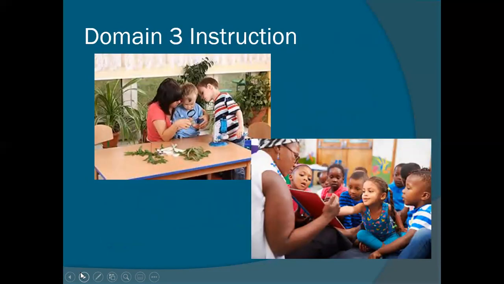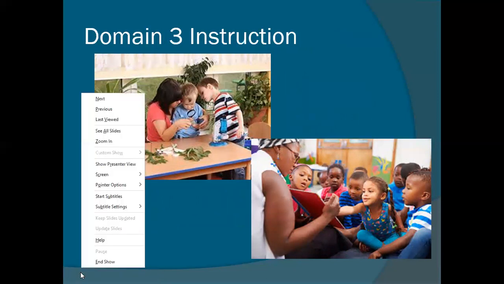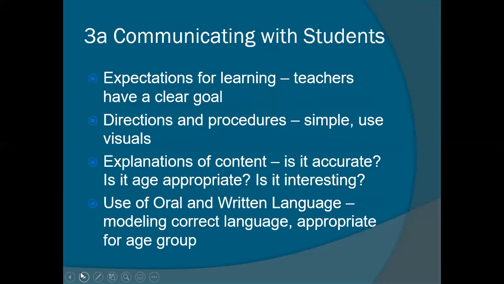Okay, we're going to take a look at domain 3, which is the instruction. So 3A is communicating with students. Okay, and it looks at the teacher's expectations for learning. So during teacher-directed parts of the day, do teachers have a clear goal? And that usually comes across in the way they're setting up their lessons.